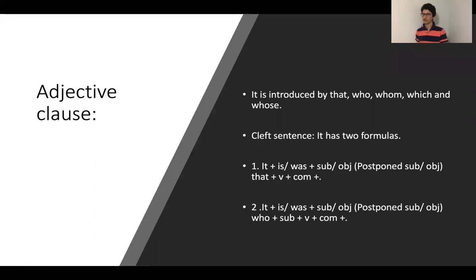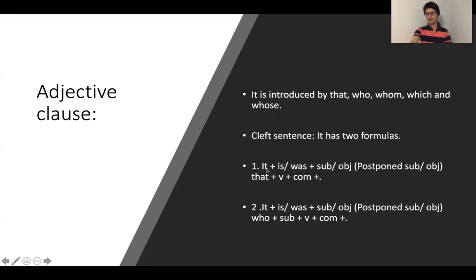That, who, whom, which, and whose. So when you see these kinds of clauses, you might know that it is an adjective clause. But when you use Cleft sentences, you use that or who. So we have two structures for Cleft sentences, for adjective clause and Cleft sentences.